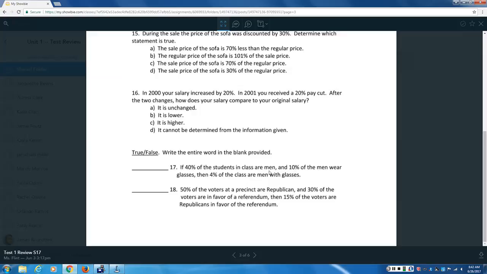This one says 40% of the students in the class are men, and 10% of the men wear glasses. Okay? Same set. You take the men out and then say, okay, now 10% of these guys wear glasses. So that's men with glasses. In this case, 50% of the voters are Republican, but 30% of all, not 30% of the Republicans, but 30% of all the voters. Those that are in favor of the referendum may or may not be Democrat. They're just voters. The split's not necessarily going to be the same. Okay?